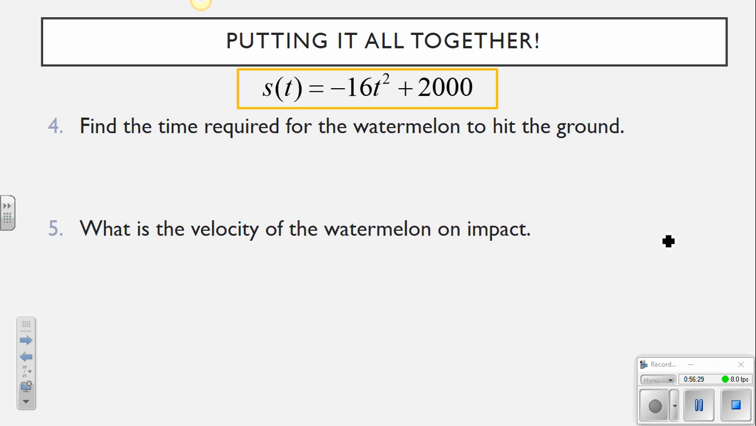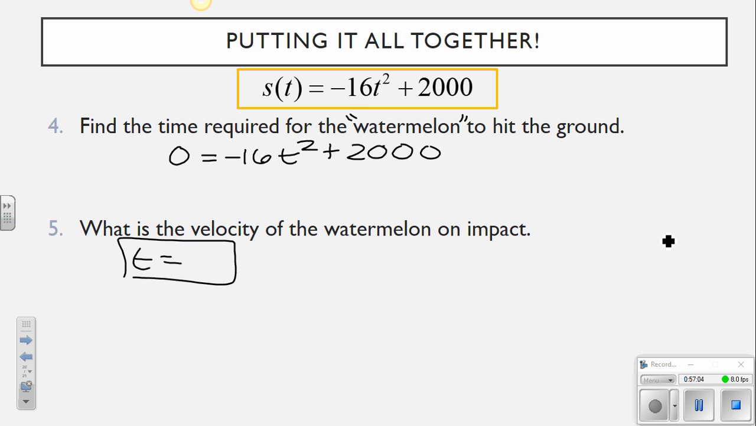All right, 4. Find the time required for the watermelon to hit the ground. So what would the position need to be if the watermelon's hitting the ground? 0 is equal to negative 16 t squared plus what? All right. Now, we don't have much more time together. But you can go from there, I hope. Solve that quadratic. Subtract 2,000, divide by 16, take the square root. Then you're going to plug this time into v of t, correct?